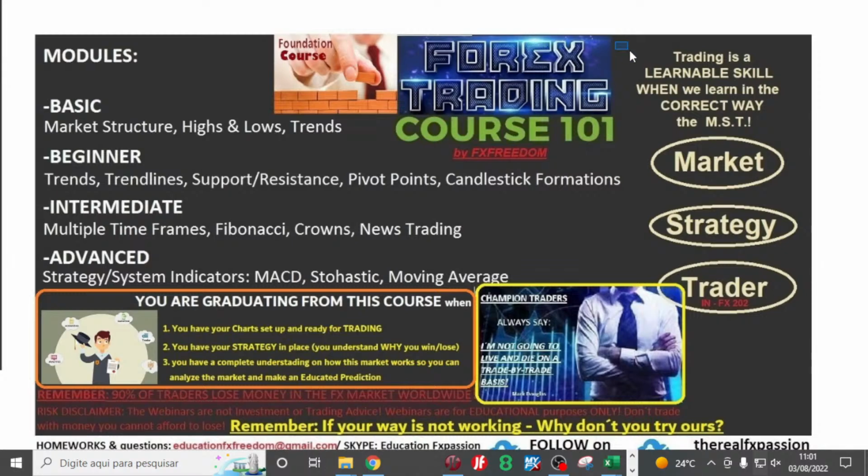Remember, trading is a learnable skill when we learn in the correct way the three pillars. Pillar number 1 is the market, pillar number 2 is the strategy, step by step, and pillar number 3 is the trader. Talking about the trader, we are going to learn more in the Forex course 202, the advanced course. And we are learning about the market with those modules seen here on the left. We are in the intermediate module and we are learning the Fibonacci so far.